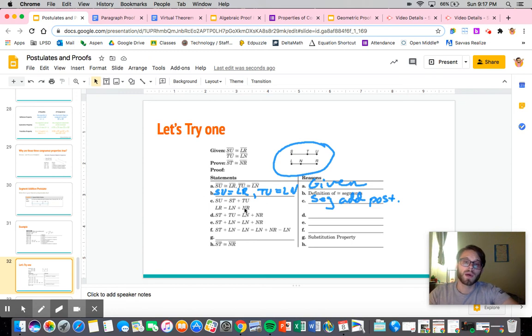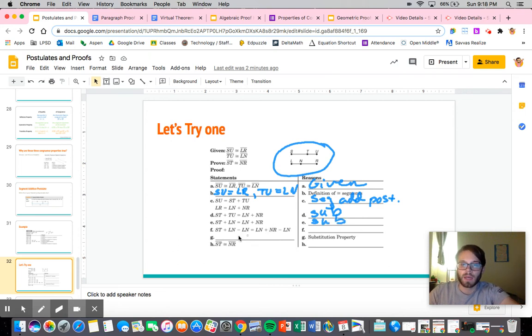Now, what exactly are we doing here? Well, we are substituting. All right, so how did we get from here to here? Well, what did we know about TU and LN? We know that they were the same. Therefore, on this one, essentially what we have done is replace the TU with the LN. So we did another substitution.